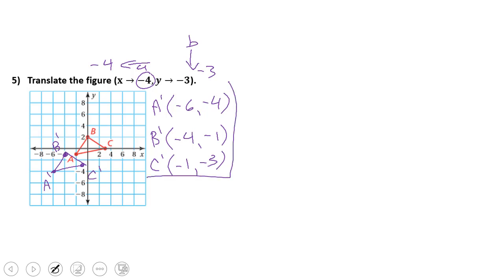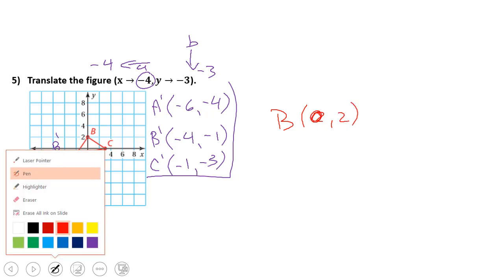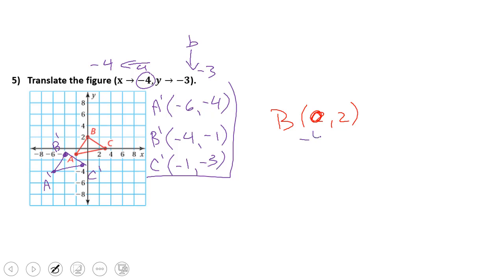And let's see if that's true very quickly. I'm only going to test one of them. Which one do you want to do? Eeny, meeny, miny, mo. We'll go with B. So B's original location is 0, 2. And then it said we are going to go left 4, subtract 4, down 3, -3. And of course, we add these together. 0 minus 4 is -4, and 2 minus 3 is -1. So B prime better be -4, -1, and sure enough, it is. It works the same. All right?